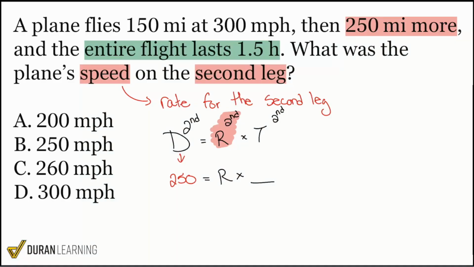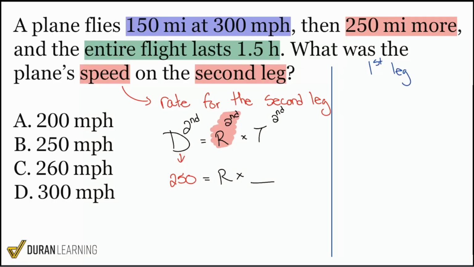What other time do I have? I have the whole trip. I also have the first leg, 150 miles at 300 miles an hour. When I look at that, I say, okay, I have distance, I have rate, I can find time. I can absolutely find time. So let me highlight that in blue. Let me set up a little working area for myself here in blue on the side. And let's find the time for that first leg.